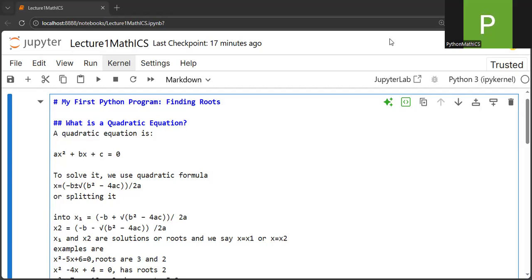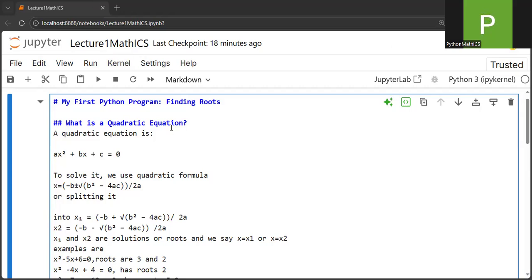So today we will write our first Python program and it will solve a real mathematical problem. We are going to find the roots of a quadratic equation using Python. So what is a quadratic equation? First, let's quickly revise the math.